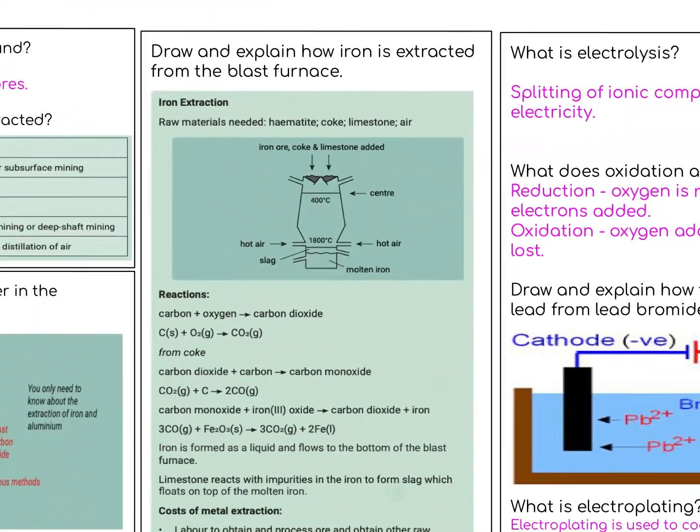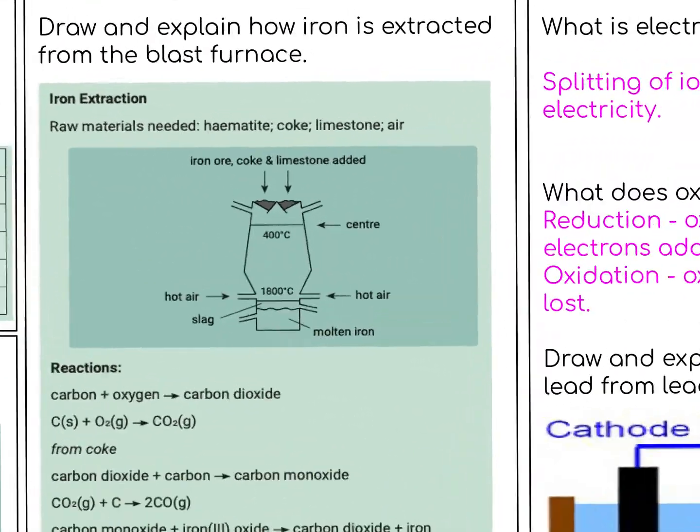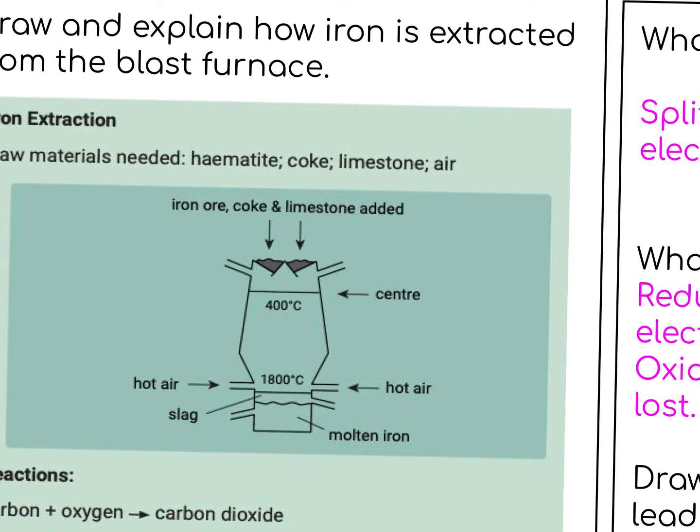Then the big thing that you need to be able to talk about is the blast furnace. So there are 4 raw materials that go in: air, which is a source of oxygen, iron ore, coke, which is a source of carbon, and then limestone, which removes impurities. Okay, it's a lot hotter at the bottom than it is at the top. Slag, which is the impurities, then gets removed above the molten iron. Molten iron just means it's melted.